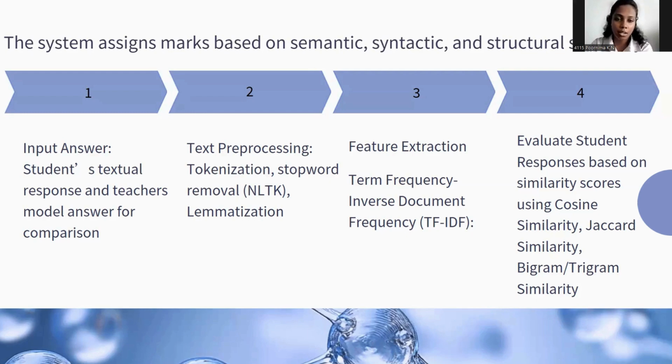As Shashini introduced, before this data is saved in the database, the text is pre-processed with methods like tokenization, stop word removal, and lemmatization, and then feature extraction happens by TF-IDF, and finally students' answers are scored based on their similarity score with the methods used: cosine similarity, keyword similarity, bigram, and trigram similarity. So let's move into the next slide.